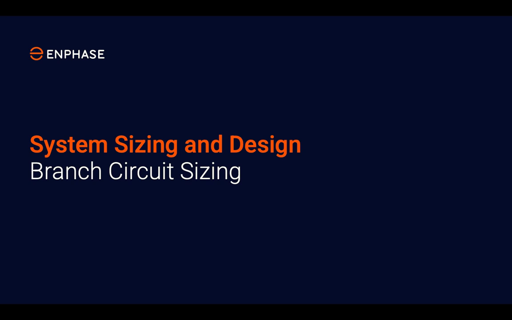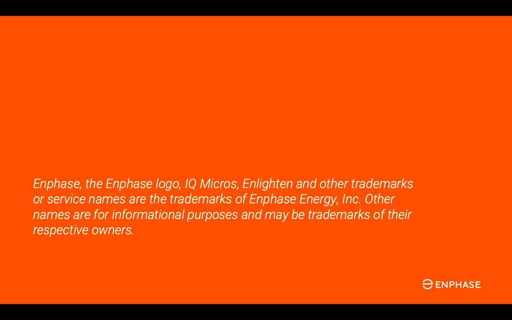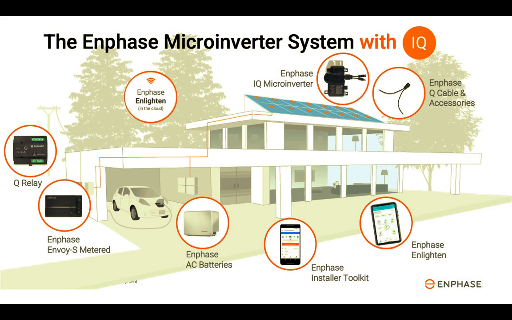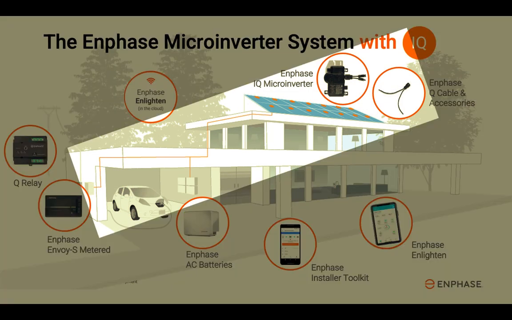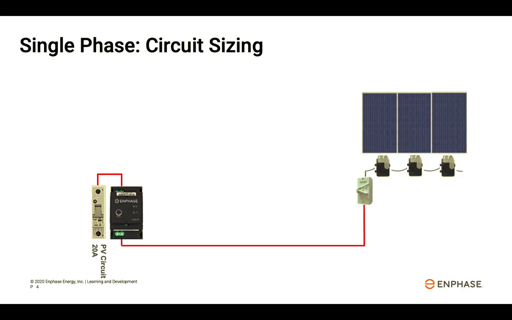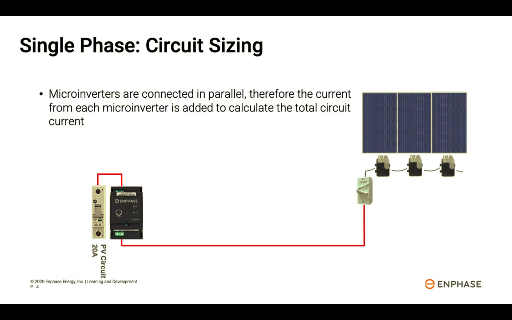In this lesson, we will investigate circuit design for microinverters. Branch circuit sizing is how we determine how many microinverters can be connected into each of the circuits. As microinverters are connected in parallel, the current from each microinverter is added to the calculated total circuit current. One Q relay is required for each microinverter circuit.